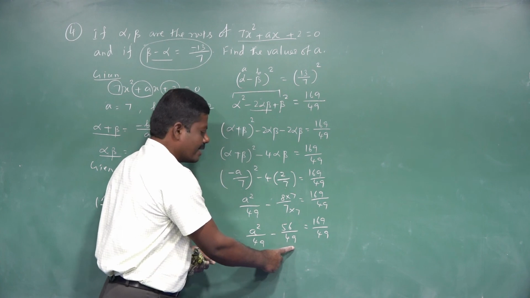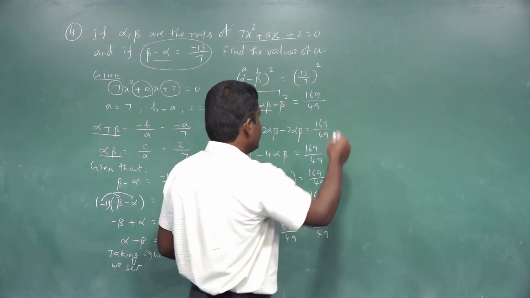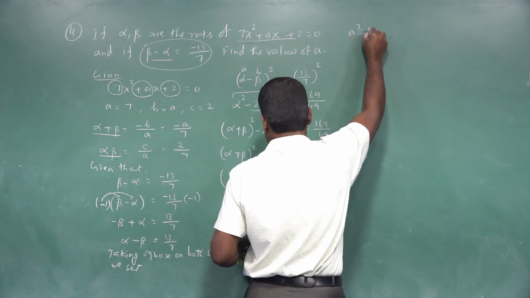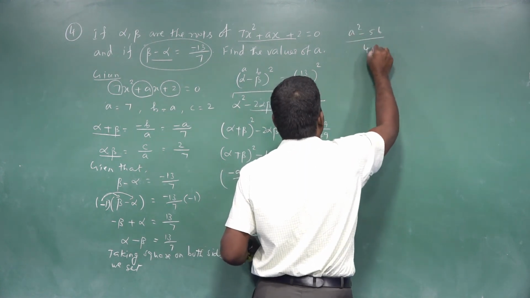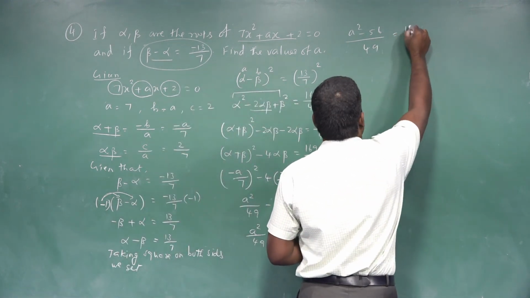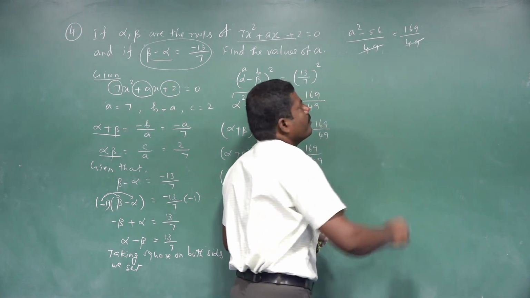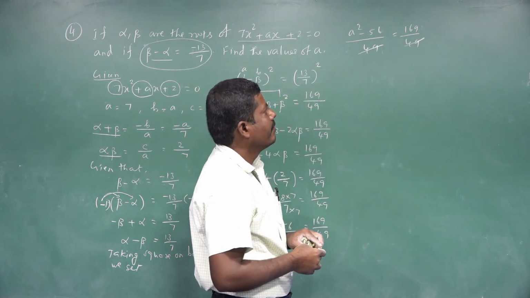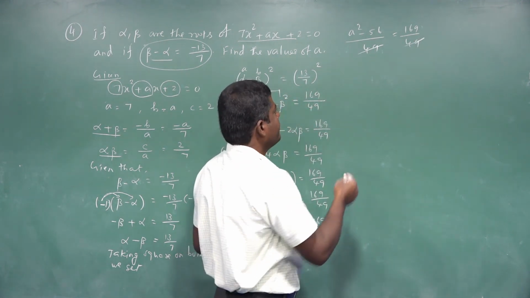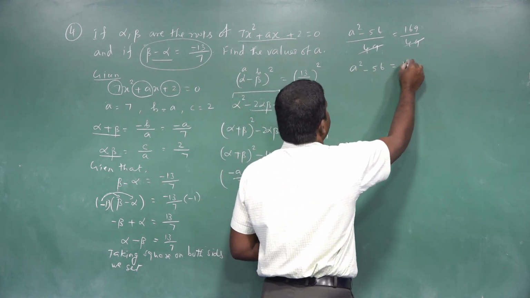Now on our left side the denominators are the same, so we can subtract the numerators directly. A square minus 56 divided by 49 is equal to 169 divided by 49. Understand? On both sides 49 gets cancelled. A square minus 56 is equal to 169.